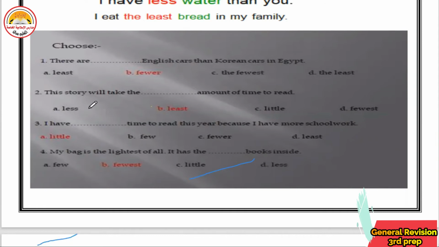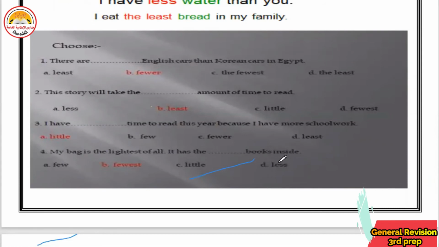Number 2, this story will take the least amount of time to read. Will take what? Time. We will see the word time. It's countable or uncountable? Uncountable, yes, time is uncountable. Number 3, I have little time to read this year because I have more schoolwork. As we said, time is uncountable. We use with uncountable little, not few. Ali, yes. Little time. Yes, thank you.